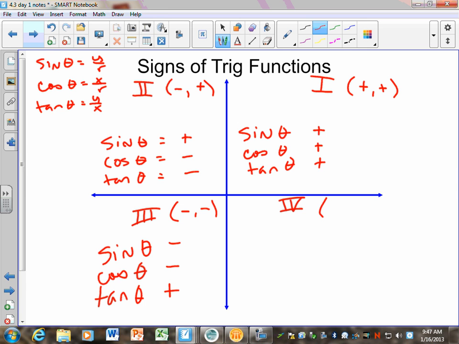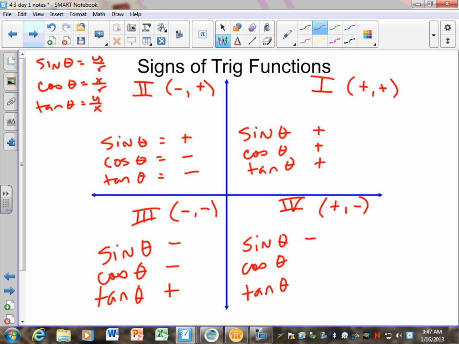And quadrant 4, what are my signs for x and y? We're back to the positive side for x, but we're still down here on the bottom of the y-axis, so negative for y. And again, you're just looking at the sign of y and x here. Sine is y over r, so if y is negative, sine is going to be negative.